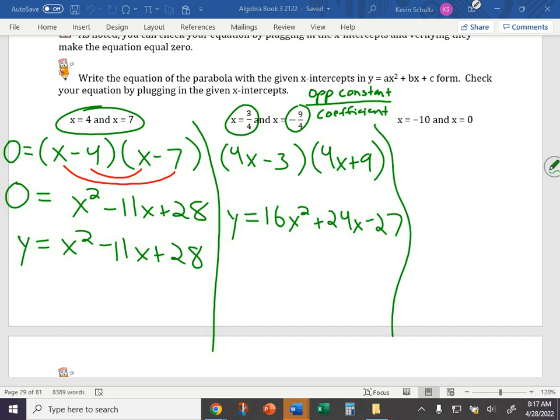The last one, x equals -10 and x equals 0. What type of equation are we going to have here? What will our final equation look like? Based on the x-intercepts that I provided for you, think about what we talked about. What form of equation are we going to end up with? Elliot? Ax squared plus bx, right?